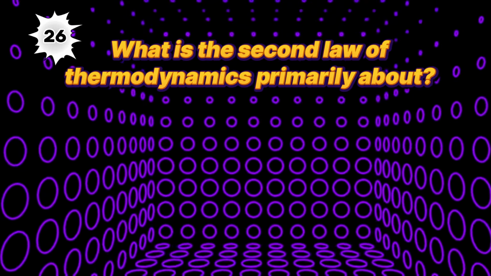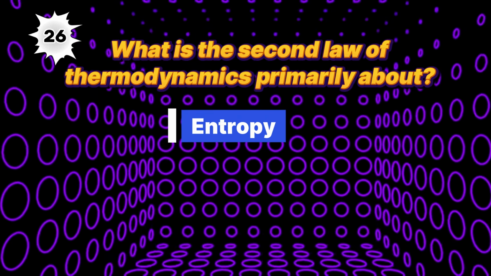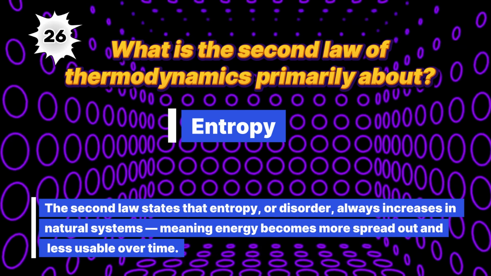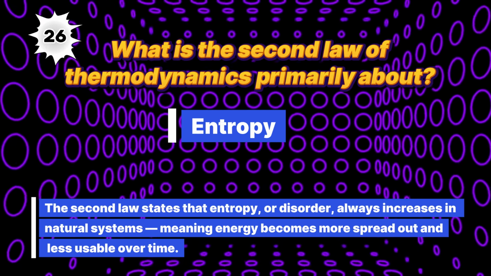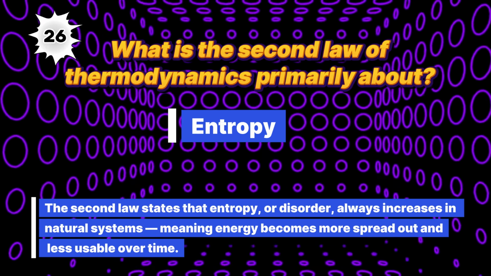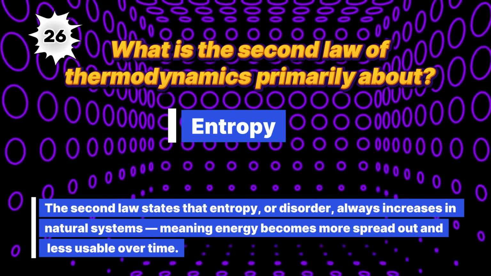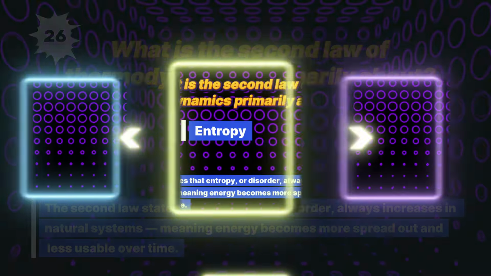The correct concept is entropy. The second law states that entropy, or disorder, always increases in natural systems, meaning energy becomes more spread out and less usable over time.